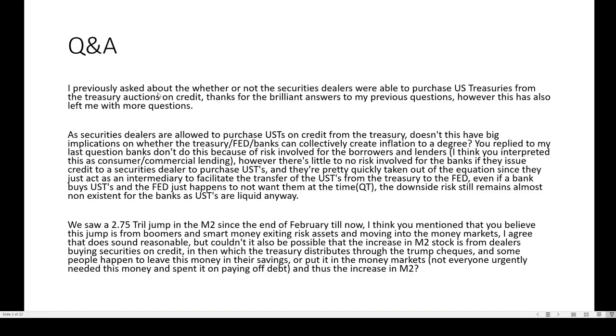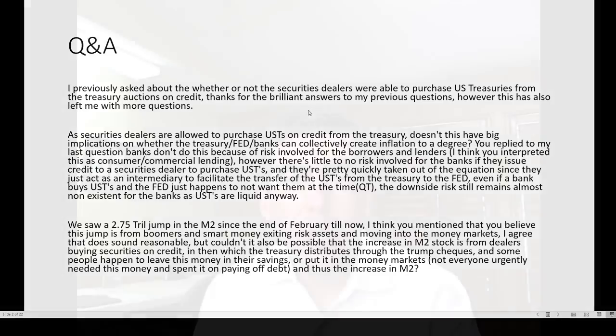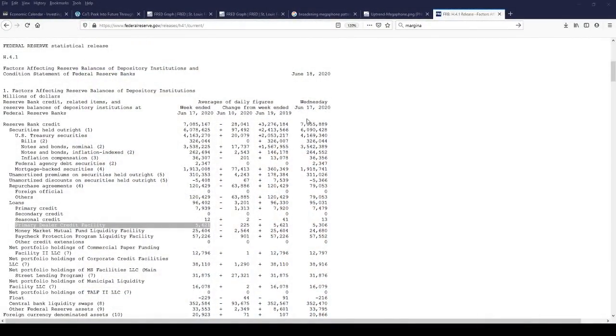So I previously asked you about whether or not the securities dealers were able to purchase U.S. Treasuries from the Treasury auction on credit. Thanks for the brilliant answer to my previous question. However, this has also left me with more questions. Like I said, we had a brief dialogue back and forth, and then it occurred to me that there was something the Fed did, and I just needed to remember what it was. It's called, and this is brilliant, you're going to love it, the primary dealer credit facility. Right now, there's $5.6 billion of loans out to primary dealer credit facilities.